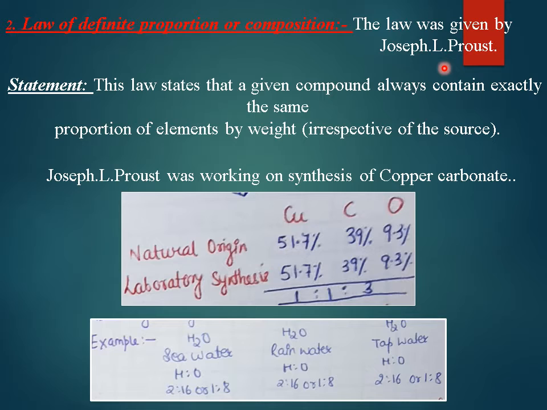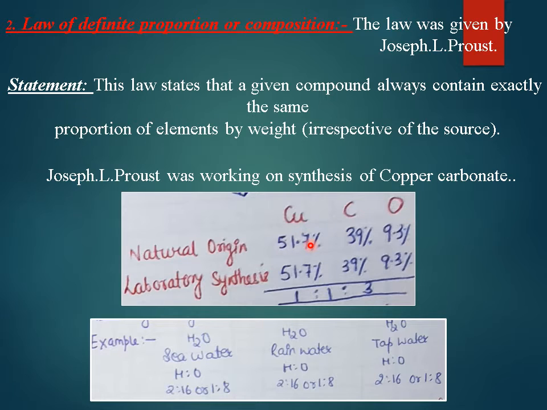Now, before starting with the statement, Joseph L. Proust was, at the time when he gave this law, working on the synthesis of copper carbonate. So he was in the laboratory synthesizing copper carbonate, and he found out that there would be 3 elements present in copper carbonate, that would be copper, carbon and oxygen.